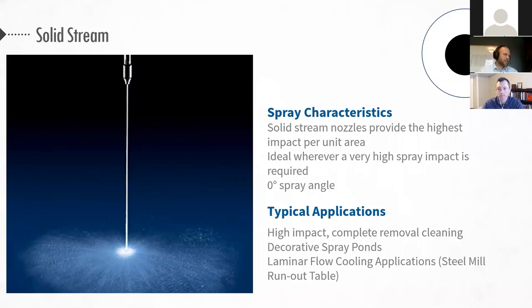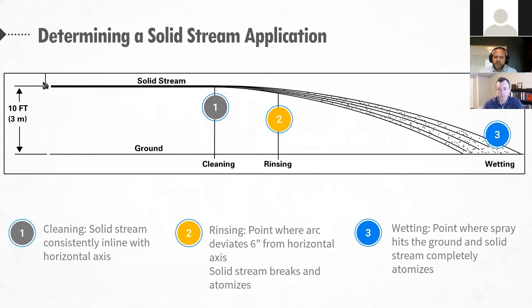But what's fascinating, on the next slide, you'll see with that solid stream nozzle that over a certain amount of distance, it actually starts to break up and you get a certain amount of wetting at the end. And Kyle, can you describe the way that impact ratio occurs between that solid stream, which is really high impact, good for cleaning, and that transition of rinsing versus wetting?